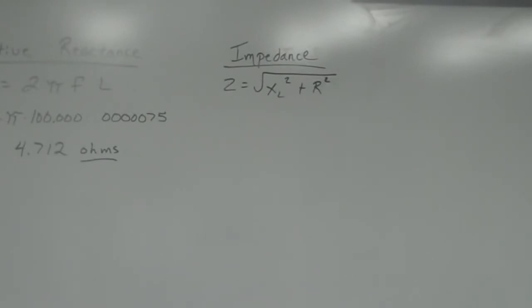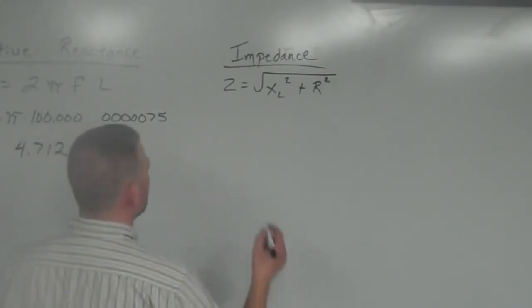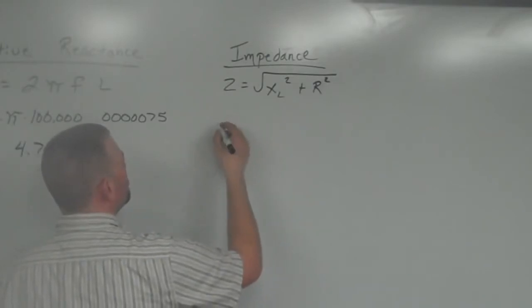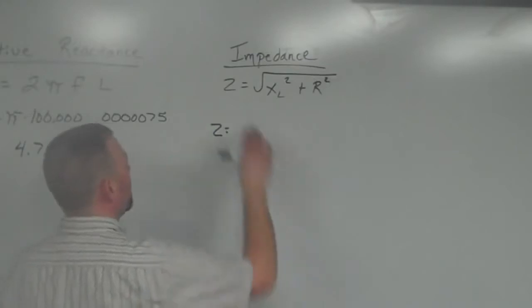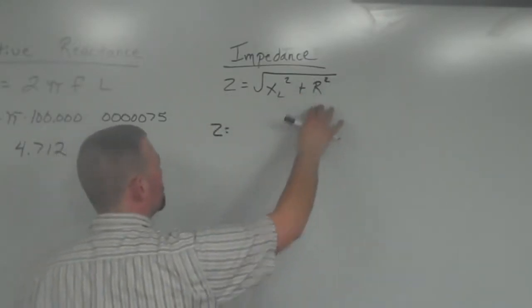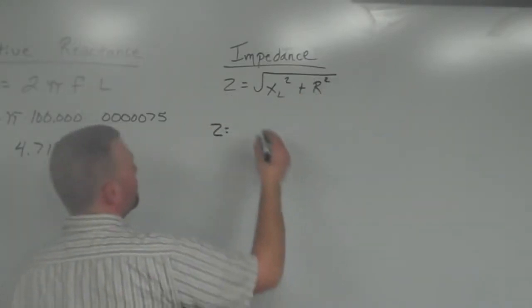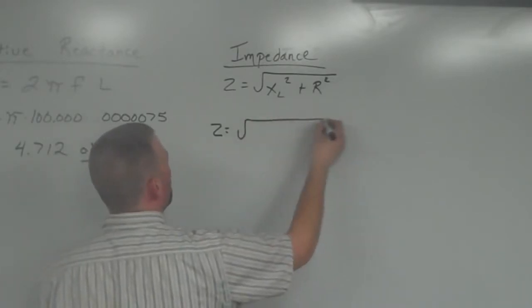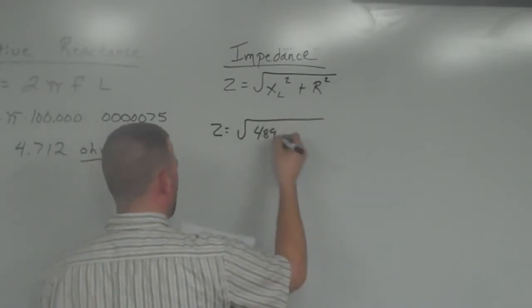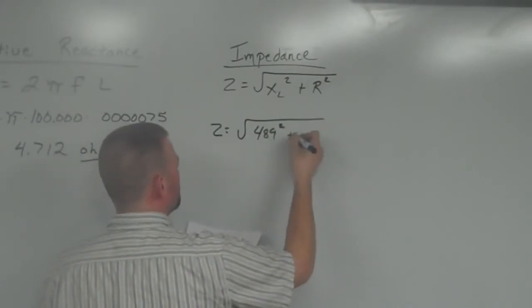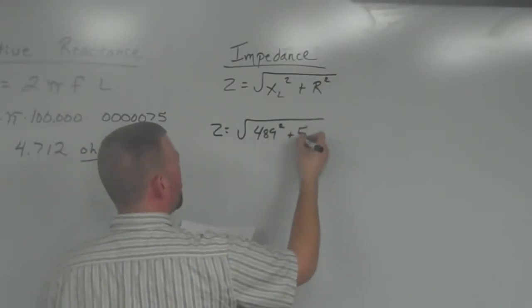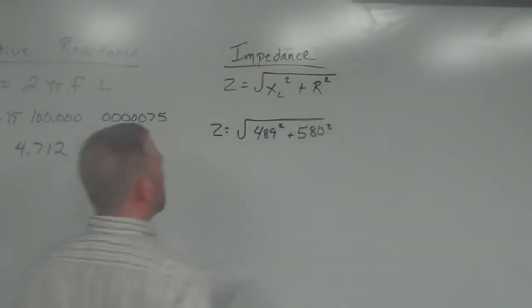So, here's my notes, or here's my book of all the problems. We're going to take these values. We've got impedance, inductive reactance, resistance. Quite simple. So the first one here is the square root of 489 squared plus 580 squared, and that's going to give us some value.